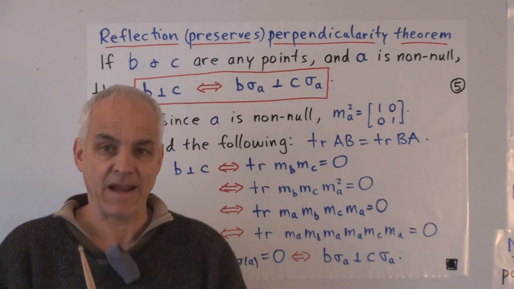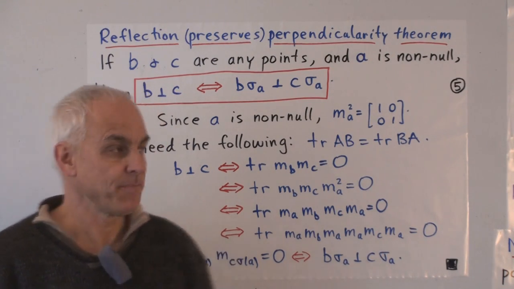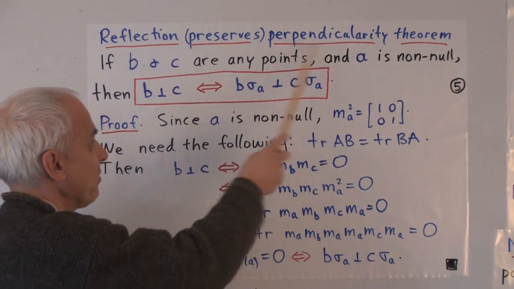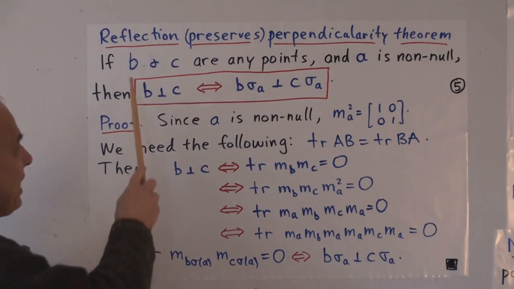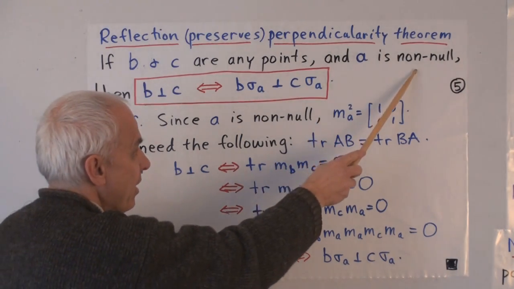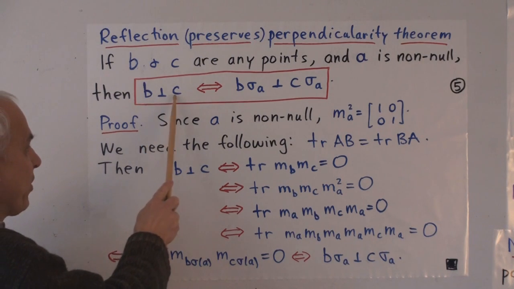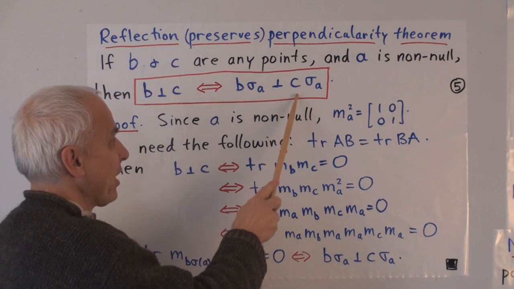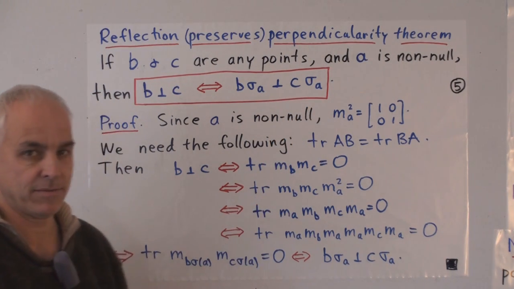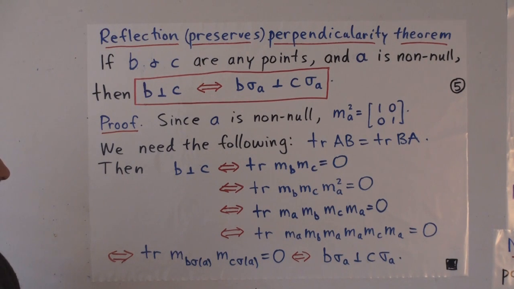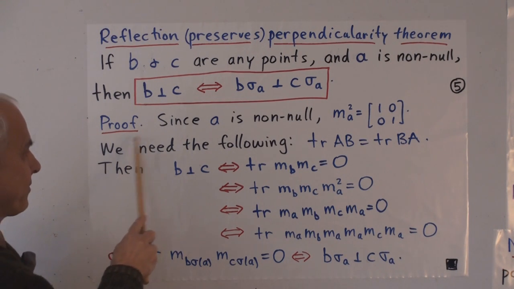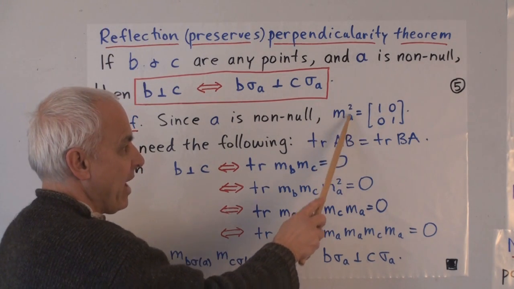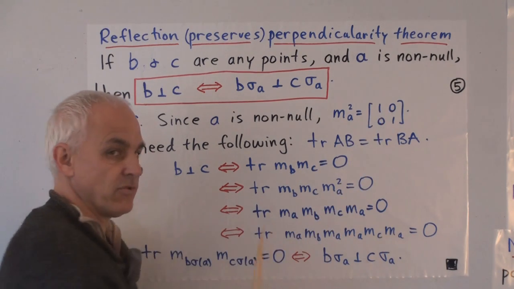So here's perhaps the main fact about reflections. The reflection preserves perpendicularity theorem. Or we might just say the reflection perpendicularity theorem. If B and C are any points and A is non-null, then B is perpendicular to C precisely when the reflection of B in A is perpendicular to the reflection of C in A. So let's prove it. A is non-null, and so we know that the matrix M sub A squared is the identity matrix.